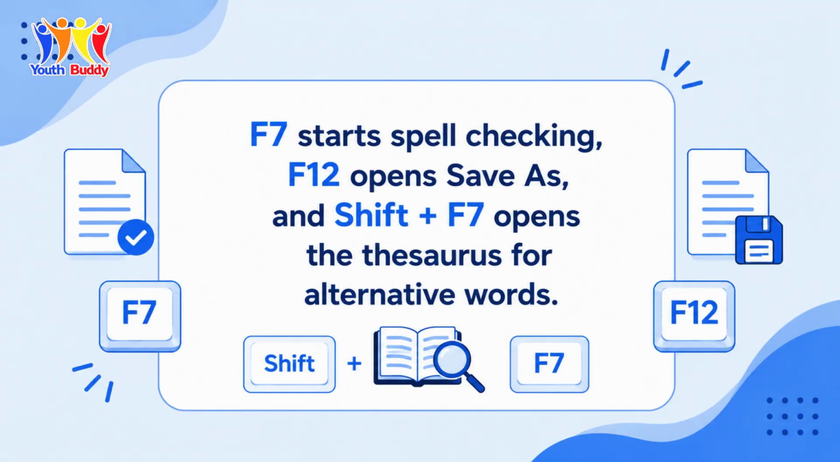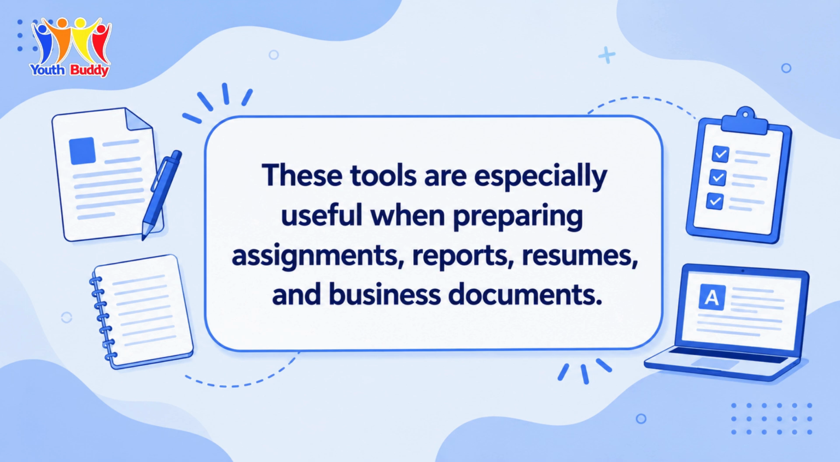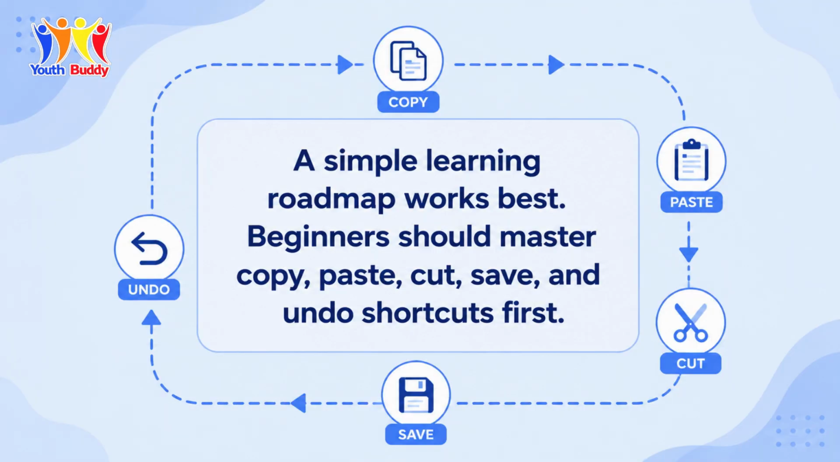F7 starts spell checking, F12 opens Save As, and Shift+F7 opens the thesaurus for alternative words. These tools are especially useful when preparing assignments, reports, resumes, and business documents. A simple learning roadmap works best.